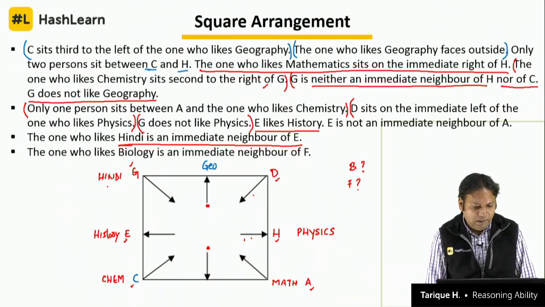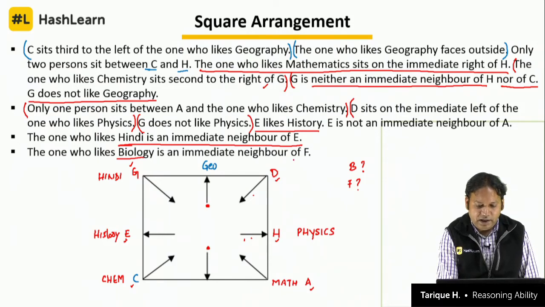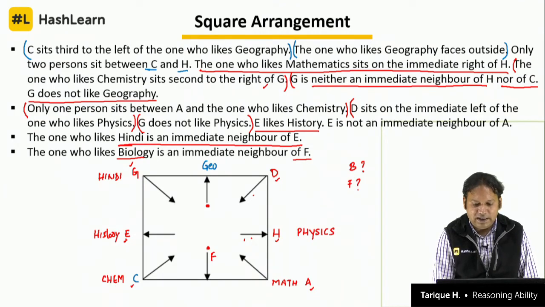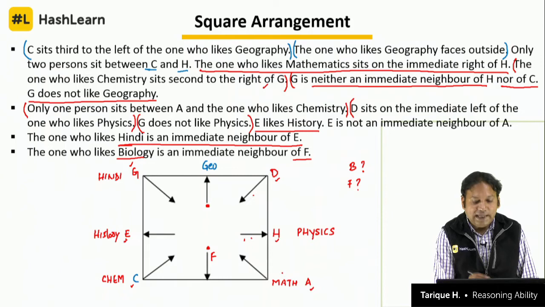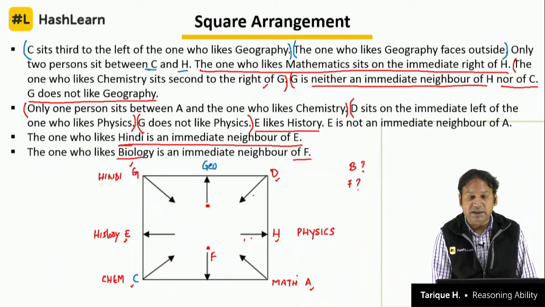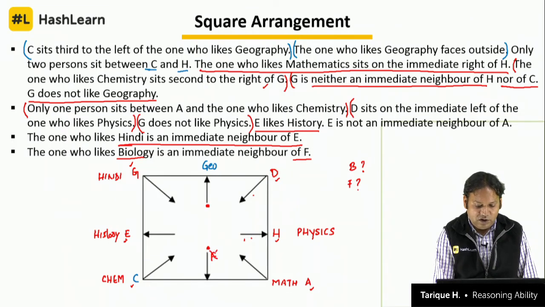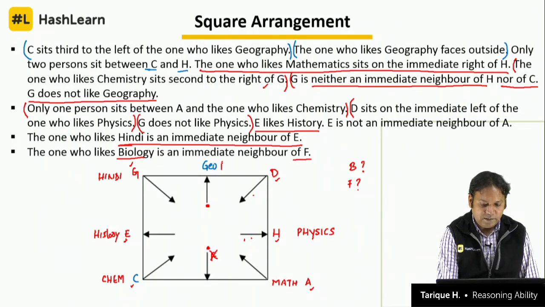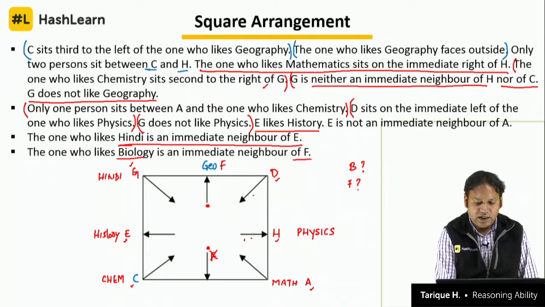The one who likes biology is an immediate neighbor of F. Now there are only two positions of F. Suppose if F comes here, one of these two should be biology, which is not there, because the one who likes biology is an immediate neighbor of F. We know that if I take this as a position for F, that is not possible because the immediate neighbor subjects are mathematics and chemistry, so this cannot be F. F must be here, and there are two neighbors of F, one likes Hindi, so the other one should be the one who likes biology.